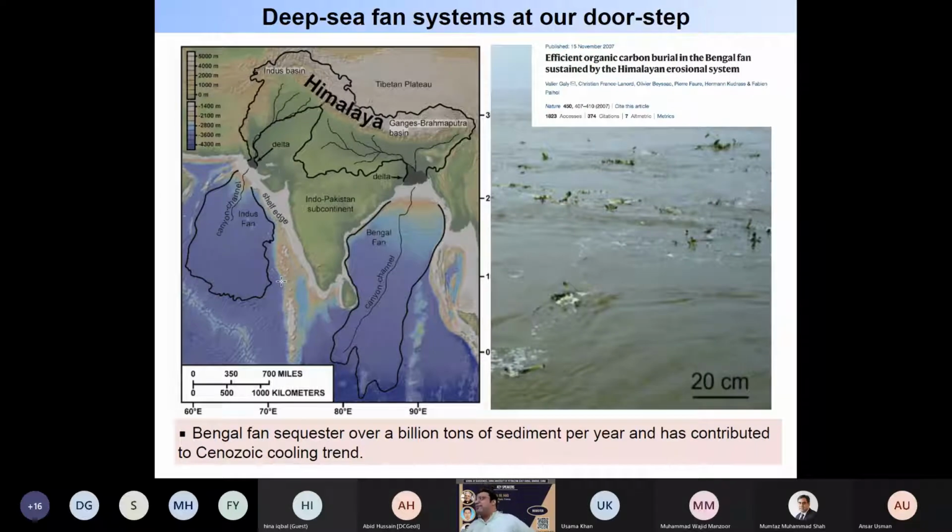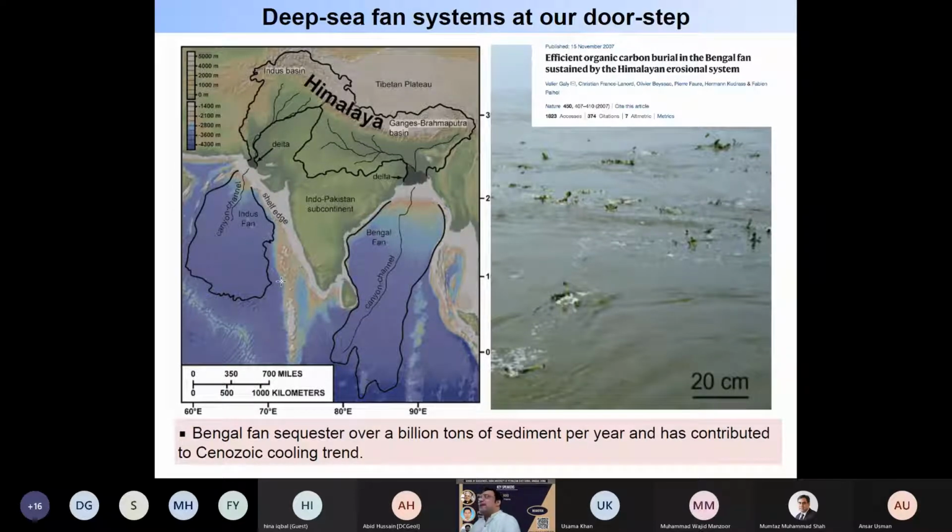Deep sea fans are also very important because they are lying at our doorstep. At the eastern side of the Himalayas, you can see the biggest sedimentary deposit on this planet. We call it the Bengal fan. And on the most southwestern part, we have our Indus fan. And the speakers before me worked really well and showed how sediments are brought in and deposited in the Indus Delta plain.